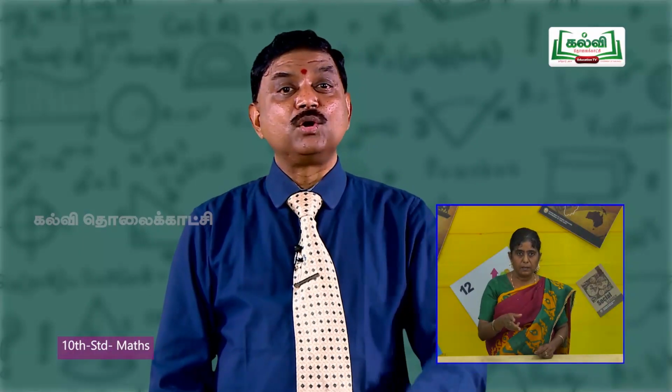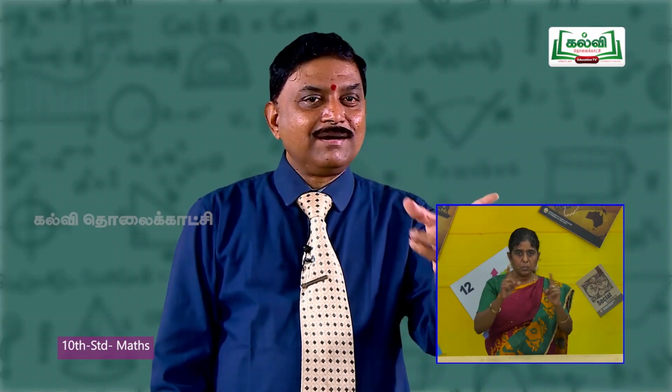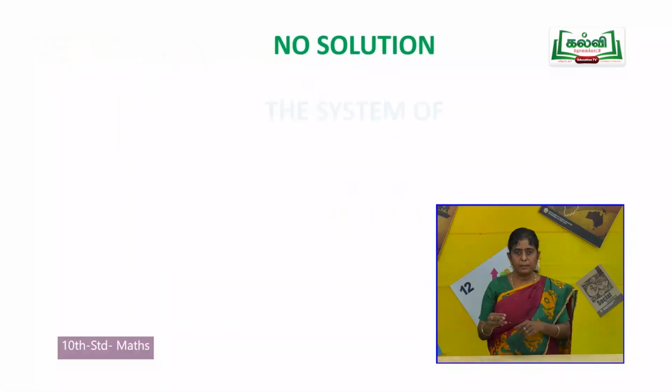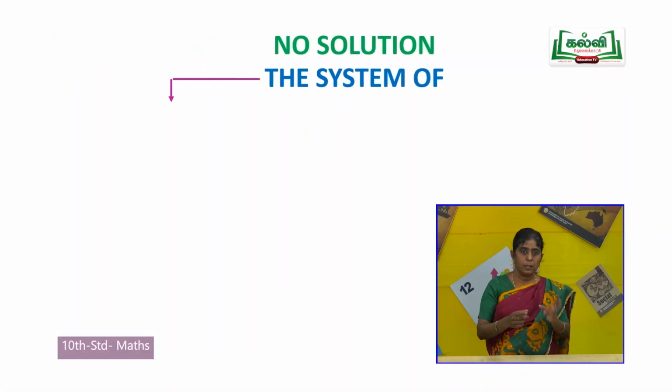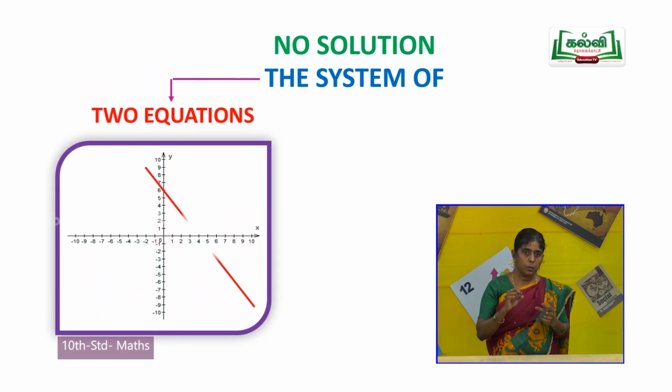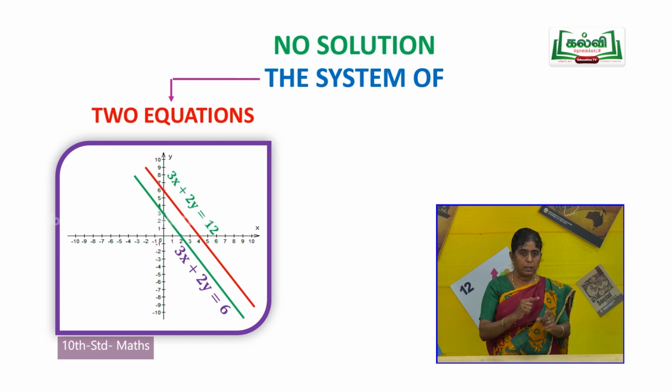Now let's see what no solution is for two equations and three equations. Two equations: see that only one straight line, the red one, represents the equation 3x plus 2y equal to 12. That's the equation of the straight line. Again, one more straight line, the green one, is 3x plus 2y equal to 6.